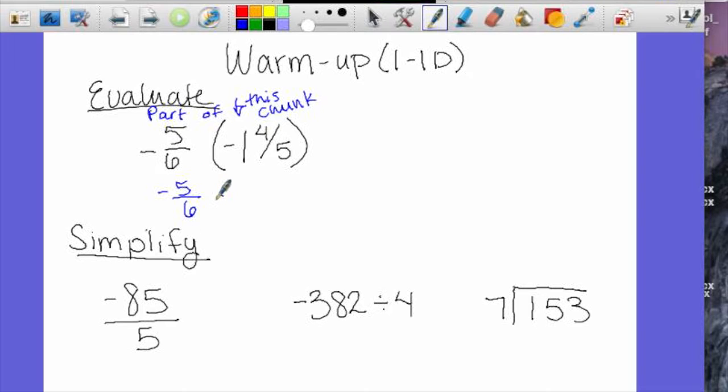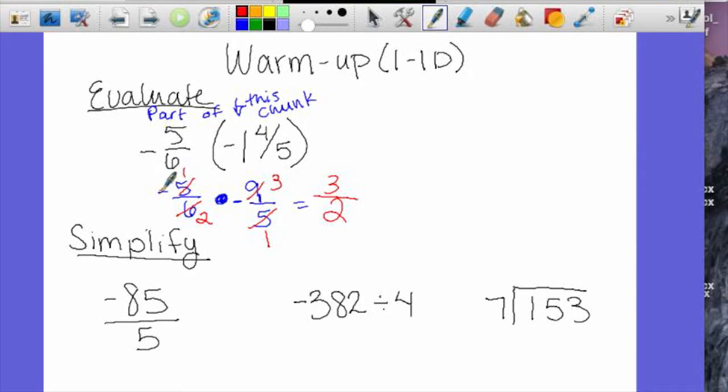So negative 5 6ths times, let's see, 1 times 5 is 5, 6, 7, 8, 9, negative 9 fifths. Okay, can I cross cancel? Yes, that's a nice one for us. 5 divided by 5 is 1, 5 divided by 5 is 1. 6 and 9 also, so divide by 3. 6 divided by 3 is 2. 9 divided by 3 is 3. So I have 1 times 3 is 3. 2 times 1 is 2.